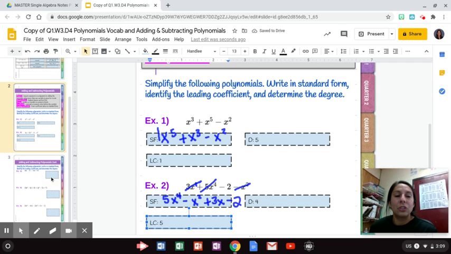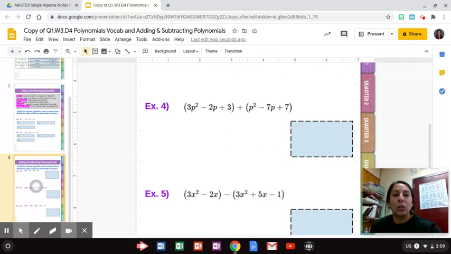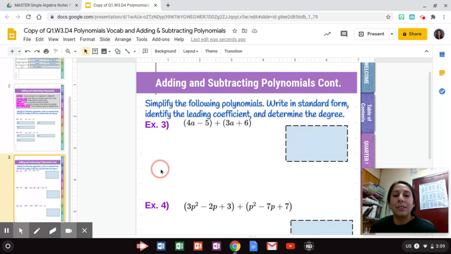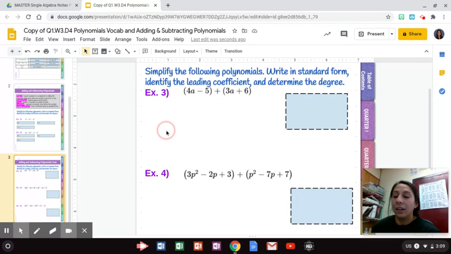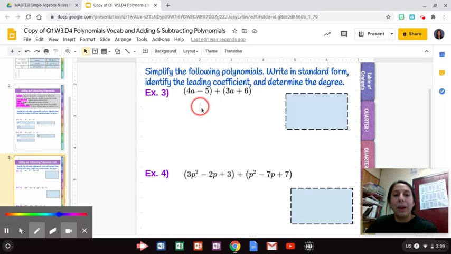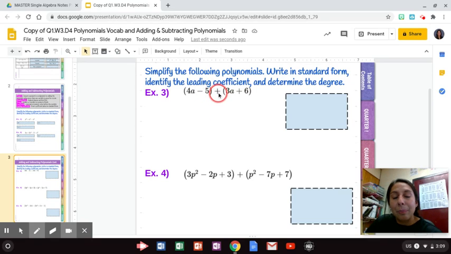On the next page, we're going to be going over how to add and subtract polynomials. So here it says, simplify the following polynomials, write it in standard form, identify the leading coefficient, and determine the degree here. So first, we're going to go ahead and simplify the polynomial. So to simplify it, you have to get rid of the parentheses. Notice that plus sign, there's always an imaginary 1 in front of that parenthesis right here. So here, there's also an imaginary 1. So everything inside gets multiplied by 1, which means it stays the same. So 4a minus 5. If I multiply everything over here by 1, that also stays the same.